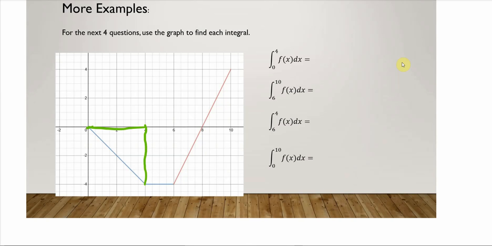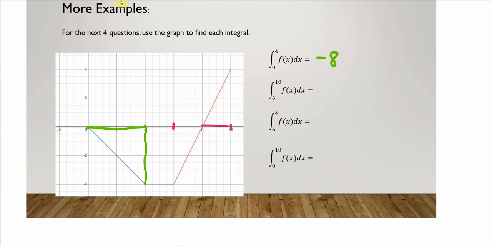My base is 4, my height is 4. 4 times 4 is 16 divided by 2, it's 8. And now the answer is going to be negative. Why negative? Because it's below the x-axis. What's the integral from 6 to 10? Here is 6 and here is 10.